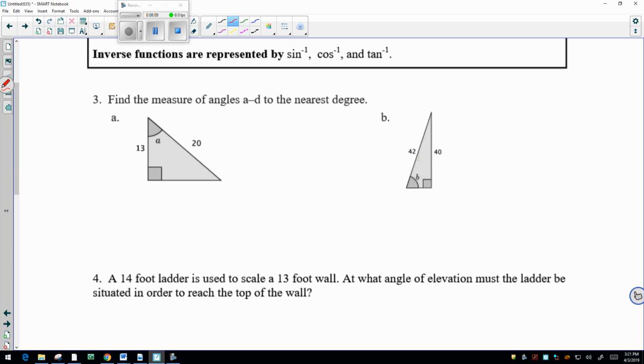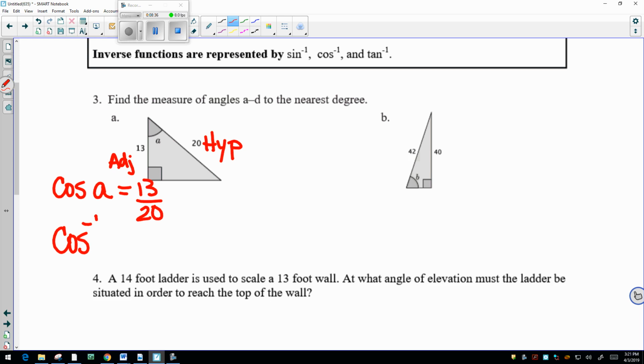So started off the same way. According to angle A, I can see that 13 is my adjacent side. I can see 20 is my hypotenuse. So adjacent, hypotenuse, that's going to leave us with cosine. So it's always the function cosine of your angle is equal to the adjacent over the hypotenuse. Okay, so I want to find A, so we're going to use that inverse function. And in your calculator, this is what we're typing in. The inverse cosine of 13 over 20 will equal the angle.